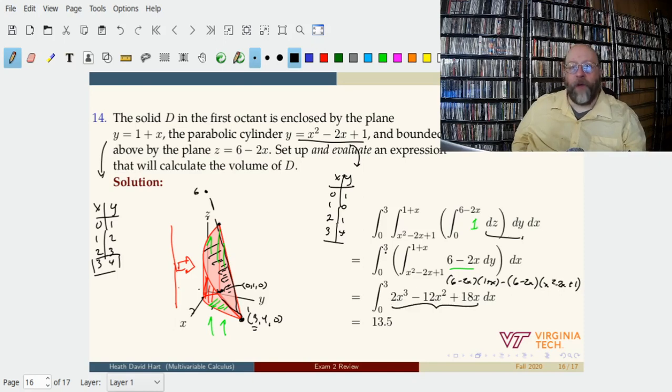And I have to integrate that from 0 to 3. This isn't too bad, except for just working out the calculations. But when you calculate it all out, the answer is 13.5. Or, if you'd prefer, 27 over 2.